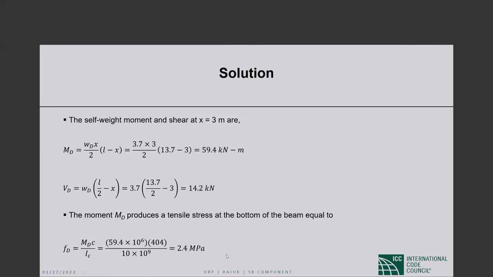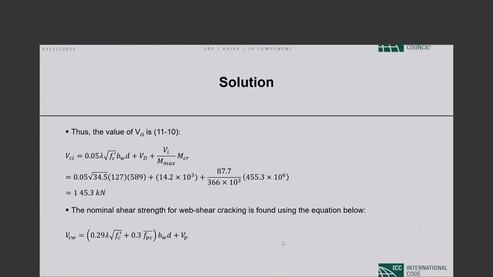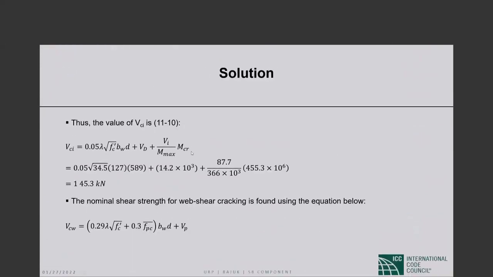Then I found f_d, which is the stress at the bottom of the beam for the self-weight moment, M c over I. Then I found M cracking. I'll show you the equations here. Then the shear and moment at the section 3 meters from the support, we figured out from there, applying the live load and the superimposed load. So I found V_ci based on that. That's the flexure shear capacity of the concrete. This is only concrete. No steel is involved in this.